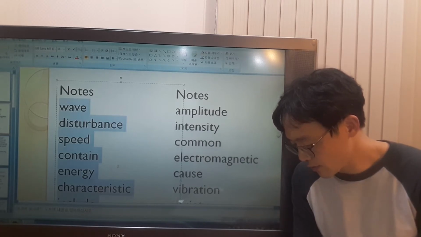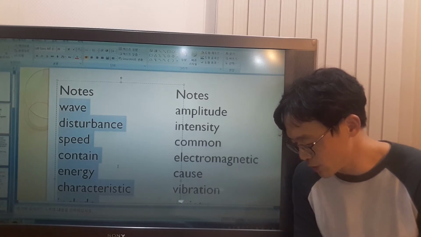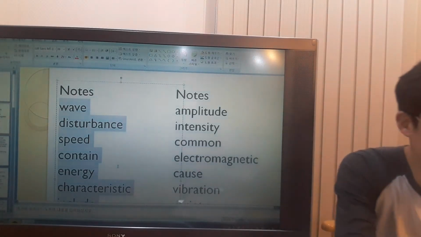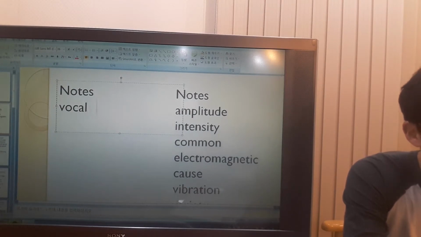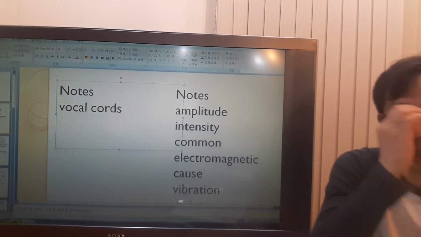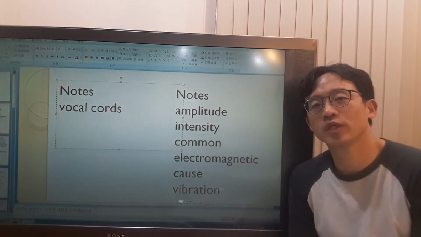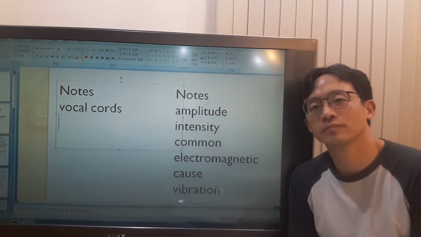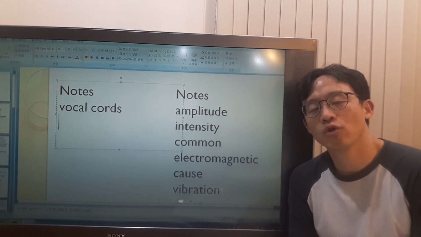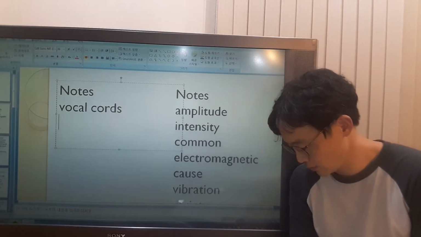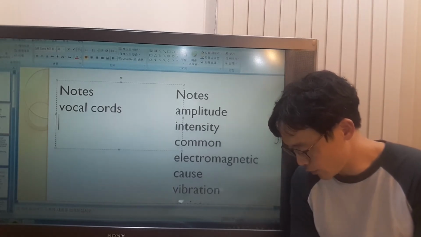Speaking is a good example. This is sound created by a human's vocal cords. Vocal cords. What does vocal mean? Vocal means relating to using human's voice. Vocal cords are the part in your throat which vibrates when you speak, when you make your voice.